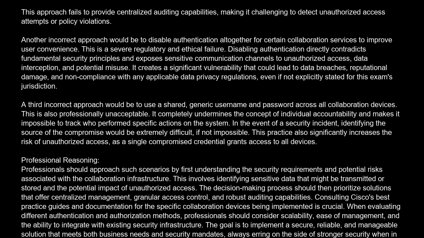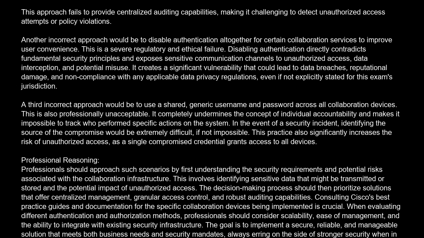Another incorrect approach would be to disable authentication altogether for certain collaboration services to improve user convenience. This is a severe regulatory and ethical failure. Disabling authentication directly contradicts fundamental security principles and exposes sensitive communication channels to unauthorized access, data interception, and potential misuse. It creates a significant vulnerability that could lead to data breaches, reputational damage, and non-compliance with any applicable data privacy regulations, even if not explicitly stated for this exam's jurisdiction.